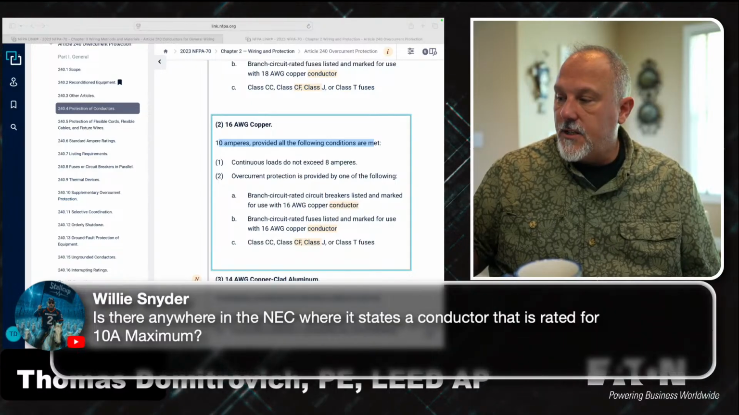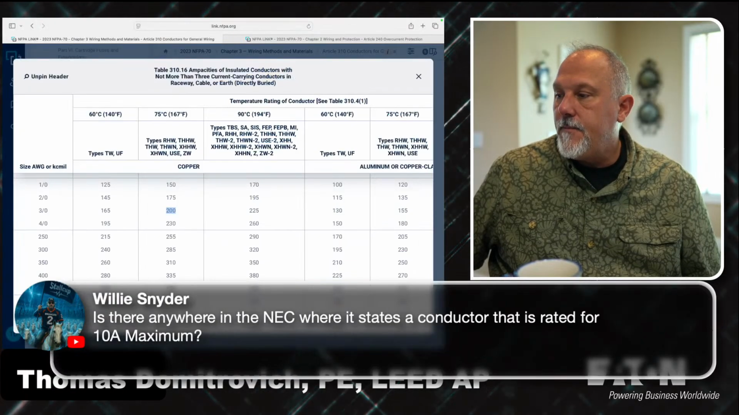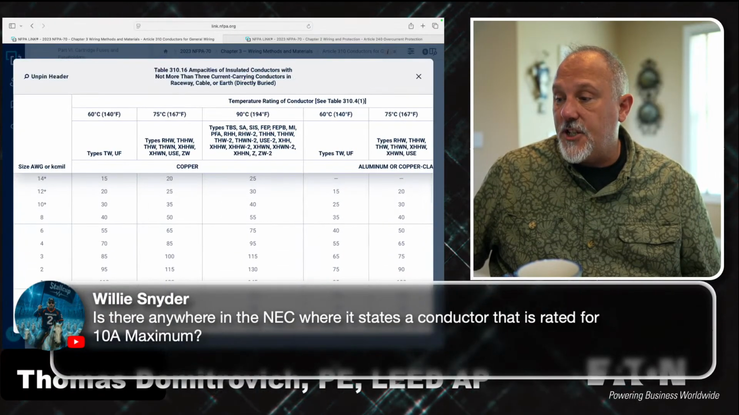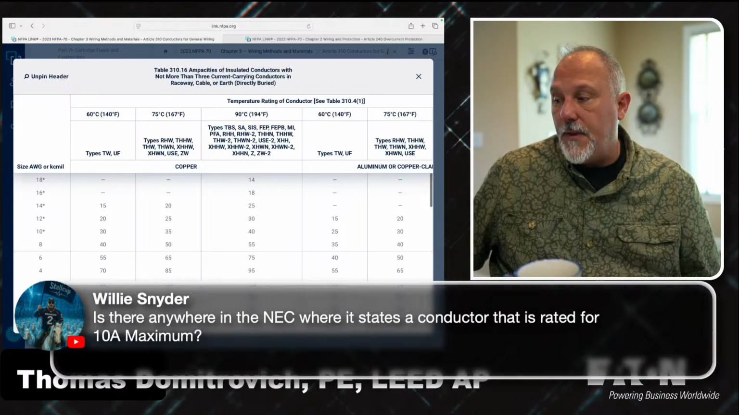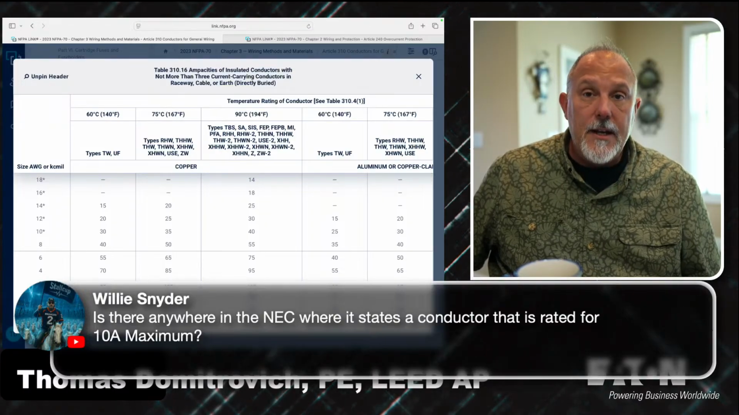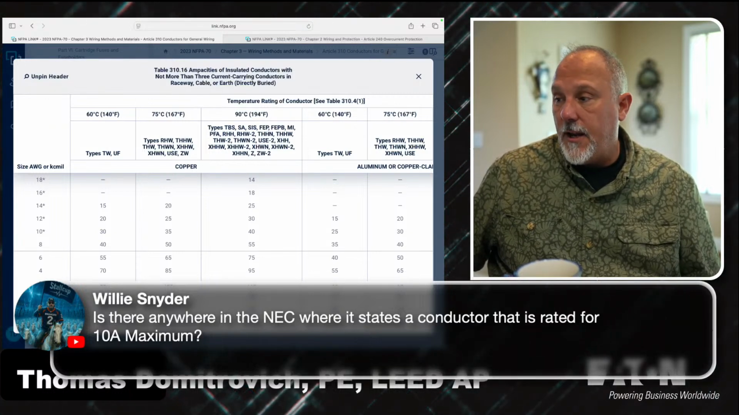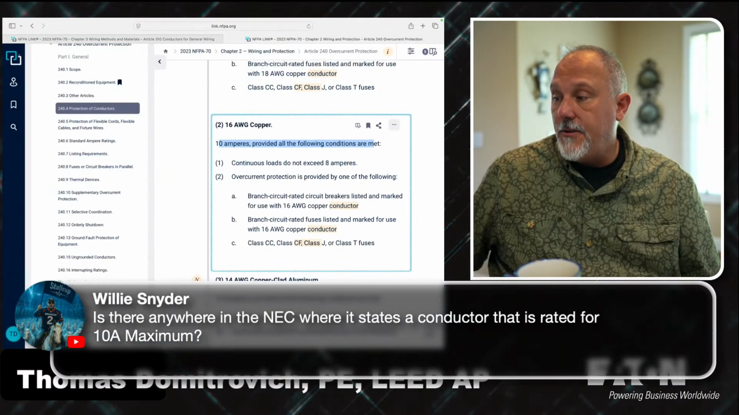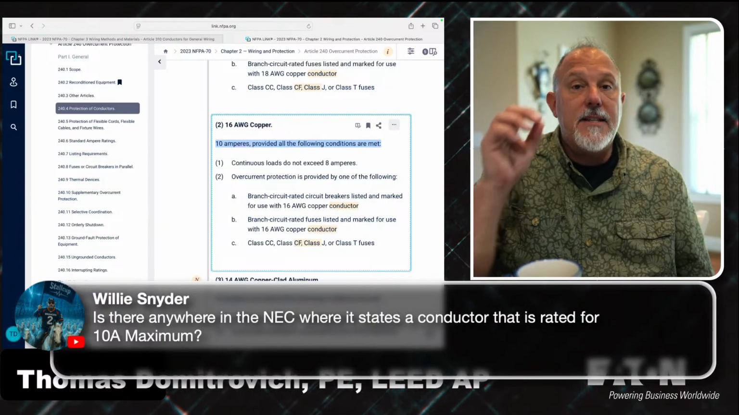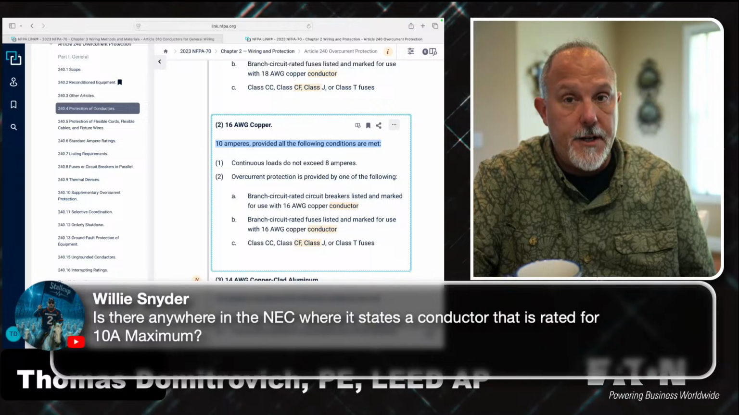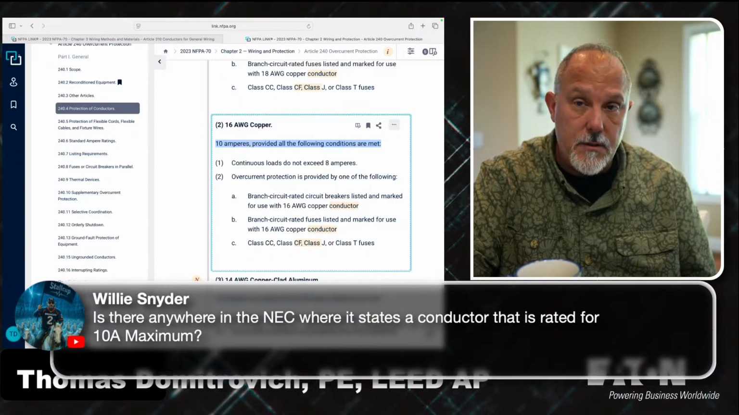16 gauge, it has to be protected by a 10 amp circuit breaker. If I go to 310.16, a 16 gauge conductor doesn't have an ampacity below the 90 degrees C. It says it's an 18 amp conductor. It doesn't have a 75 or 60 degrees C rating on it. But 240 tells you that that 16 gauge copper has to be protected at 10 amps, period. And that's about short circuit protection for that small conductor. So it tells you that the continuous current can't be greater than 8 amps.